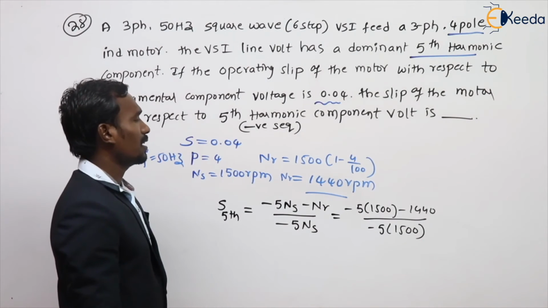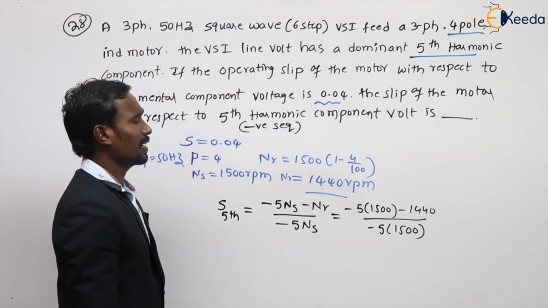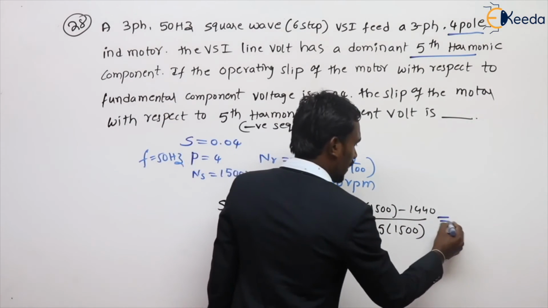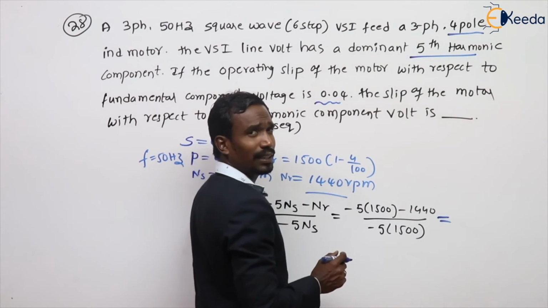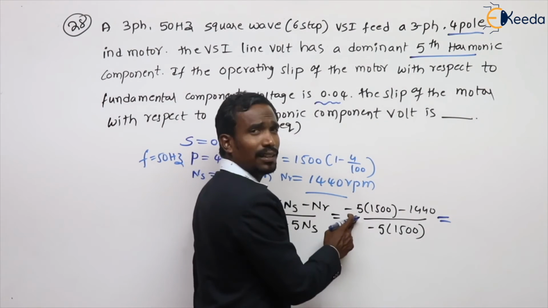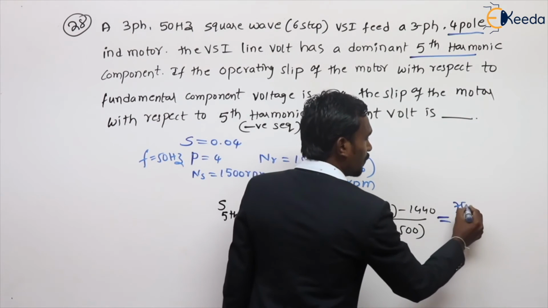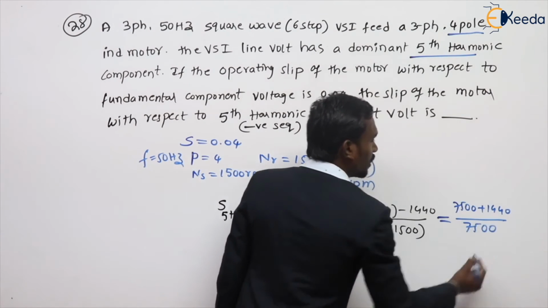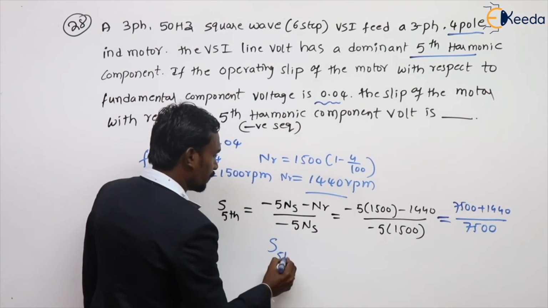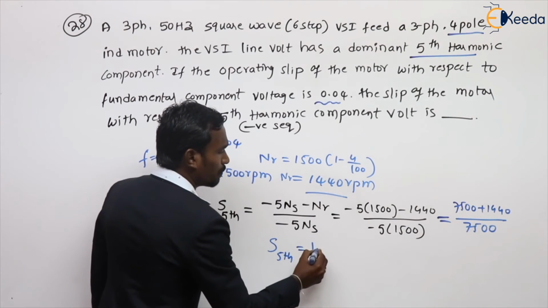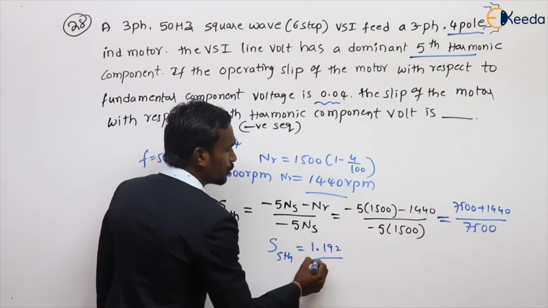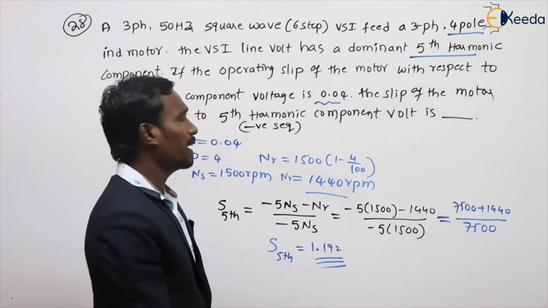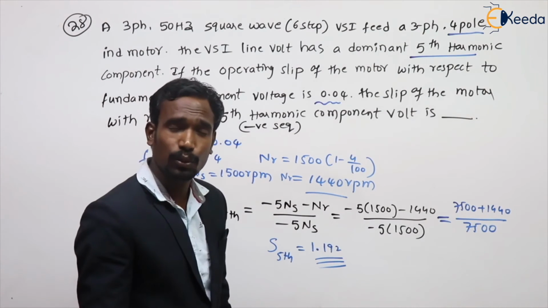If you calculate this answer, here minus minus gets cancelled out. So 5 into 1500, nothing but 7500, plus 1440 upon 7500. If you calculate this, then slip at fifth harmonic is equals to 1.192. The slip is 1.192 for fifth harmonic component voltage.